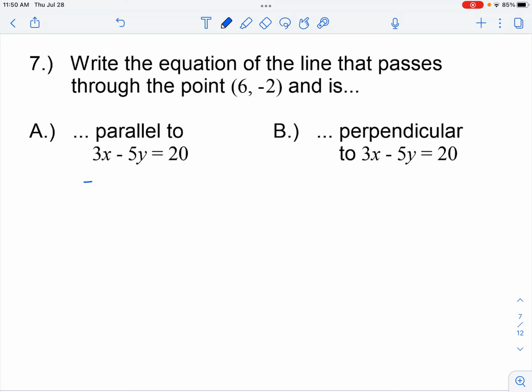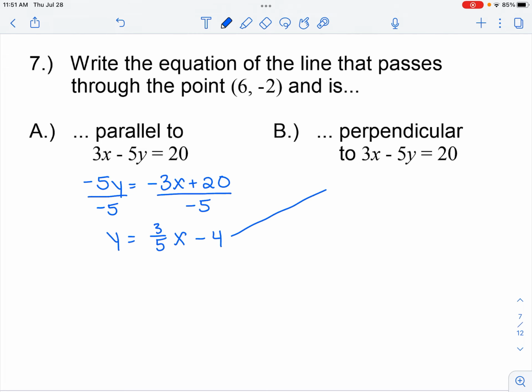So I'm going to subtract over the 3x to get -5y equals -3x plus 20. Then I'm going to divide out the -5 everywhere. And that's going to give me y equals +3/5 x minus 4, okay? And these two problems are using the same equation, so I'm just going to copy this over here real fast so we have it for future reference. Okay, so the slope of this line is 3/5. So the parallel slope is also this, because the slopes have to be the same. So the parallel slope is 3/5.